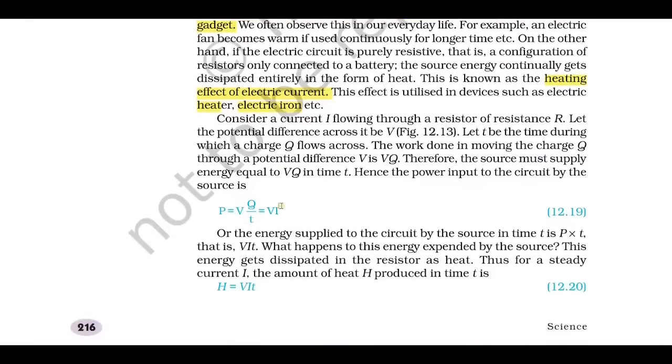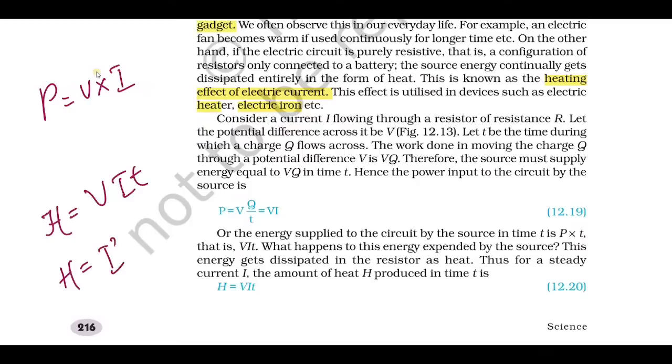So the power input is defined as P equals V into I. The power input to a device is V into I. Then the heat dissipated, H equals VIT. If you apply Ohm's law, what we get is H equals I square RT. This is called Joule's law of heating.